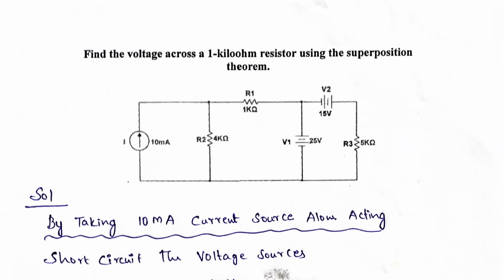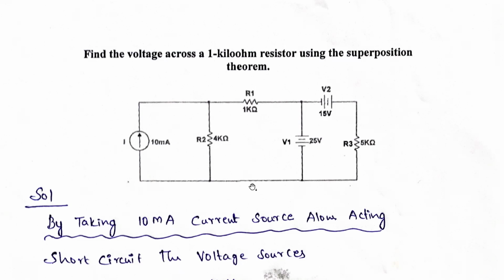Today, we are going to see a problem on superposition theorem. Take down this problem. Find the voltage across 1 kilo ohm resistance by using the superposition theorem. So, this is the circuit diagram. Here you are having three sources: one current source and two voltage sources. The rest are all resistances. Our main motto is to find out the voltage across this 1 kilo ohm by using the superposition theorem.